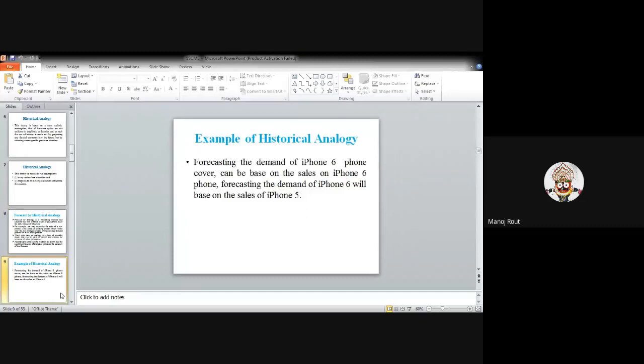This is the typical example in the case of iPhones. For example, in historical analogies, the forecasting demand of the iPhone 6 phone cover can be based on the sales of the iPhone 5 phone cover. Clear? Here, in the case of the iPhone 6, no historical data or past data is available, so they should predict similar things based on the iPhone 5. This is the particular case study belonging to historical analogy.